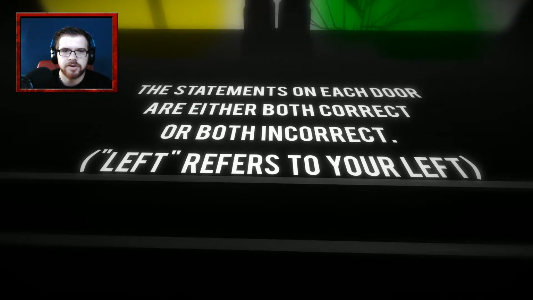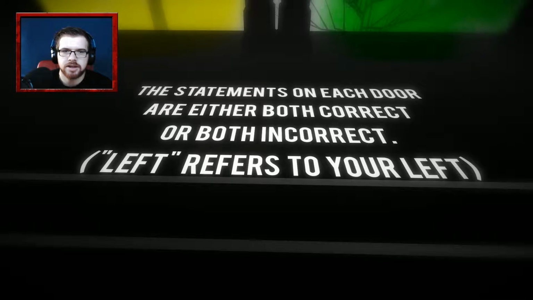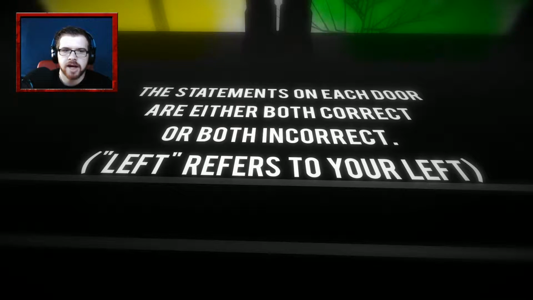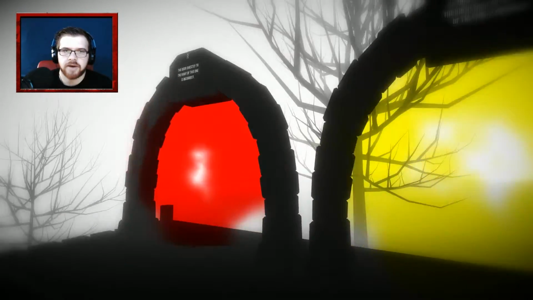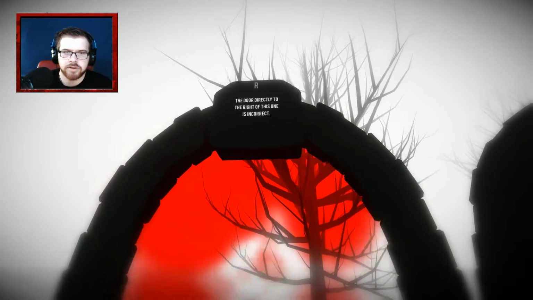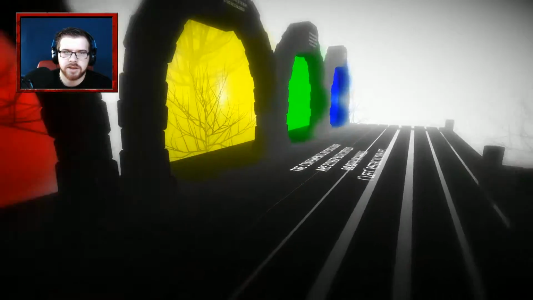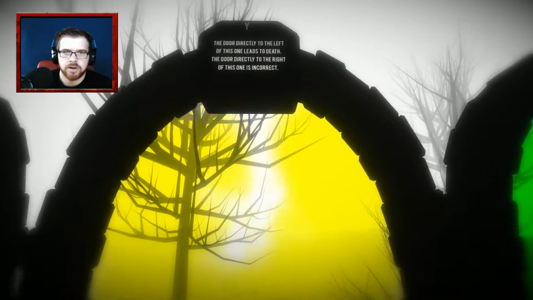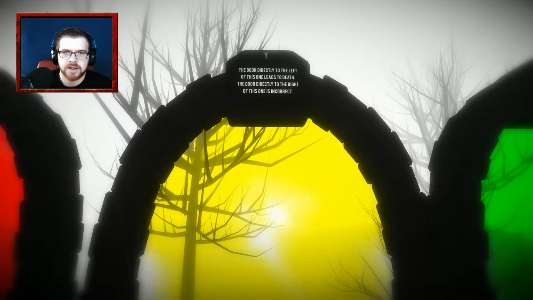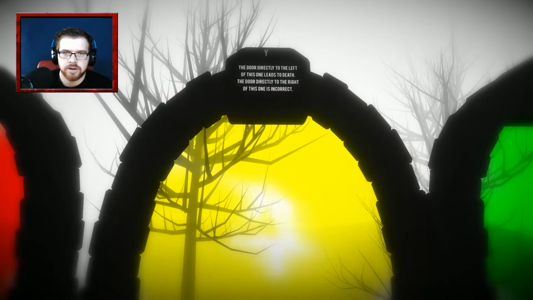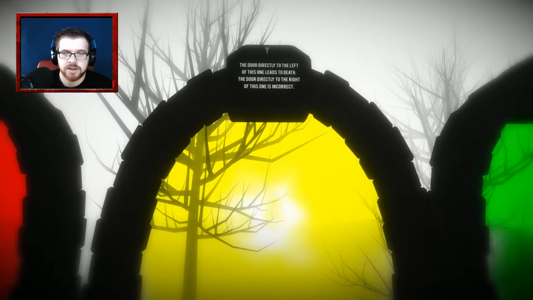The statements on each door are either both correct or both incorrect. Left refers to your left, right. The door directly to the right of this one is incorrect. The door directly to the left of this one leads to death. The door directly to the right of this one is incorrect.